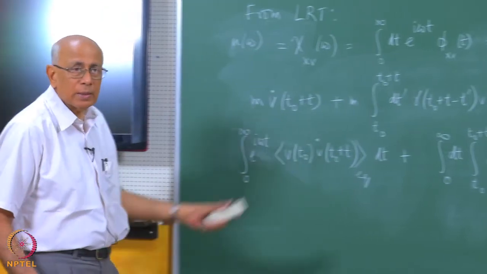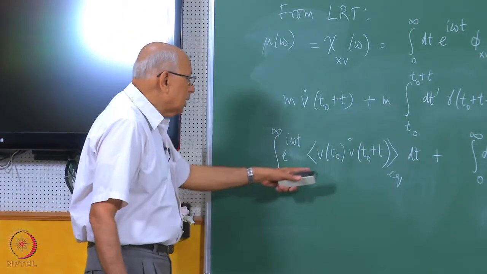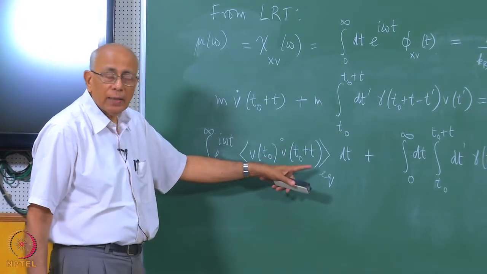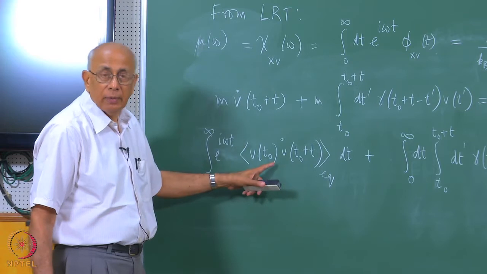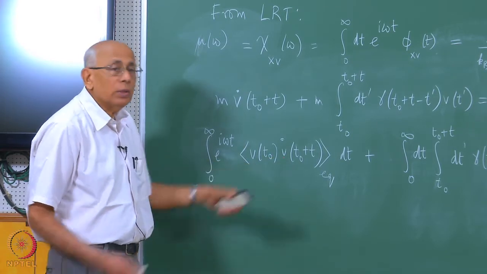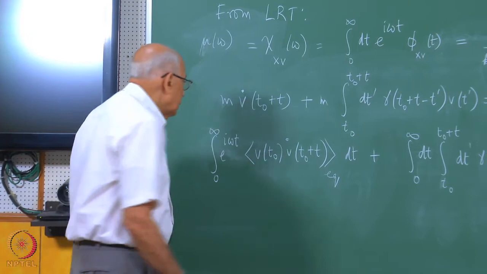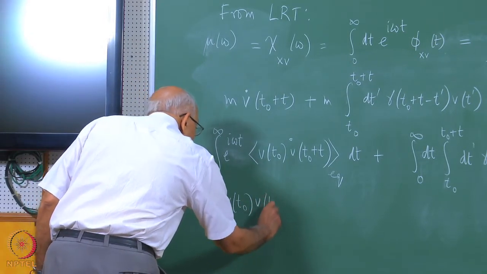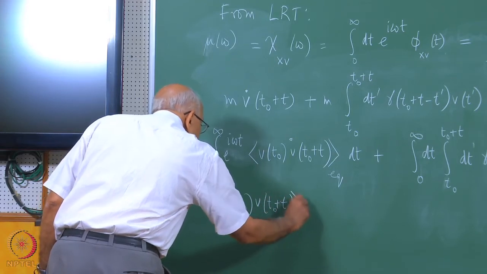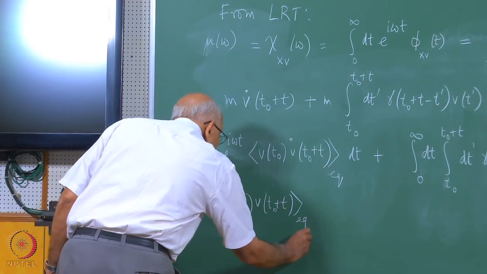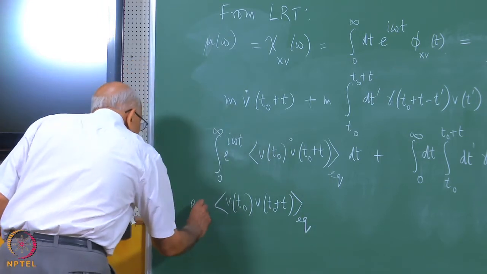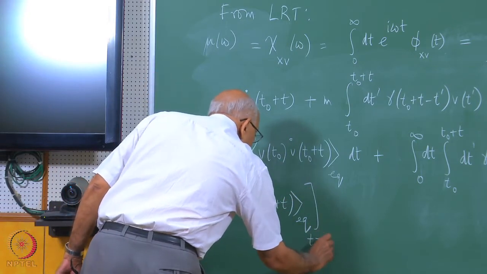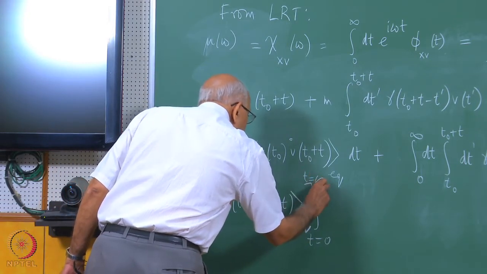It's gone, and this plus that is 0. Now, what does this give us? Well, there's a d over dt here, because this dot I can take to act on T. It's a derivative with respect to T, and so I do integration by parts, right? The first term gives me V of T naught, V of T naught plus T, average, equilibrium, times e to the I omega T at T equal to 0 and T equal to infinity.